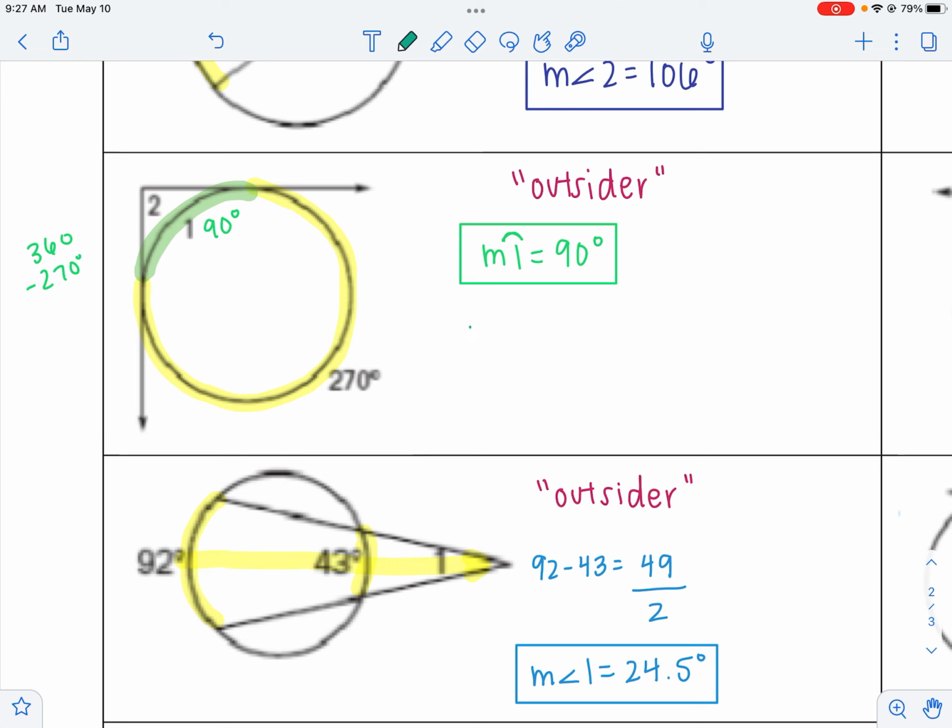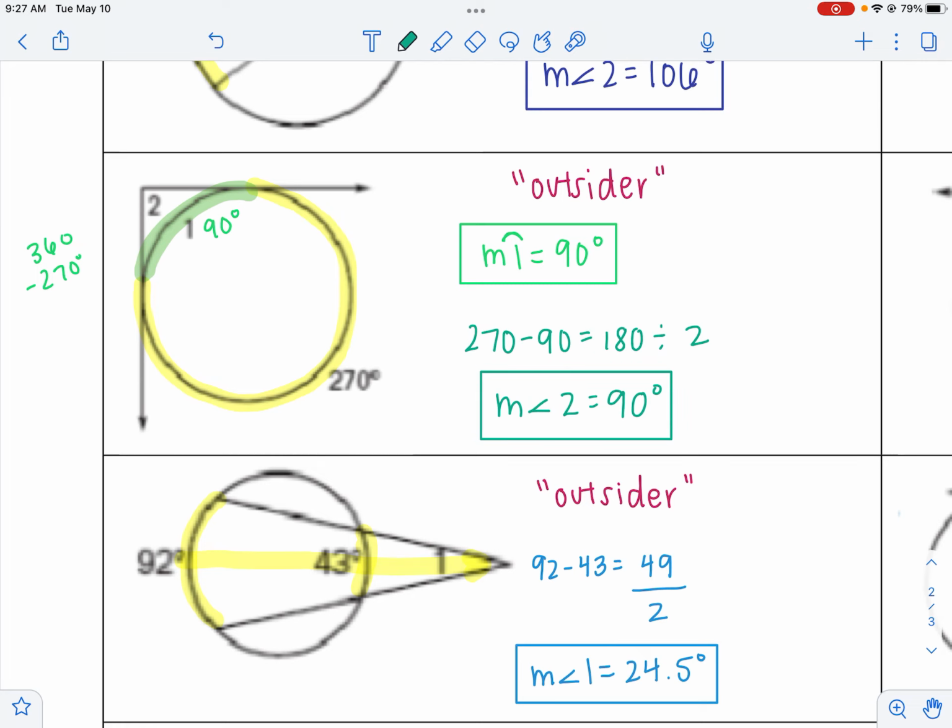So to find the measure of angle 2, I'm going to subtract my arcs. So the bigger number, 270 minus 90, is 180, and then divide it by 2. So the measure of angle 2 is going to be 90 degrees. It was just kind of a fluke that they were the same number.